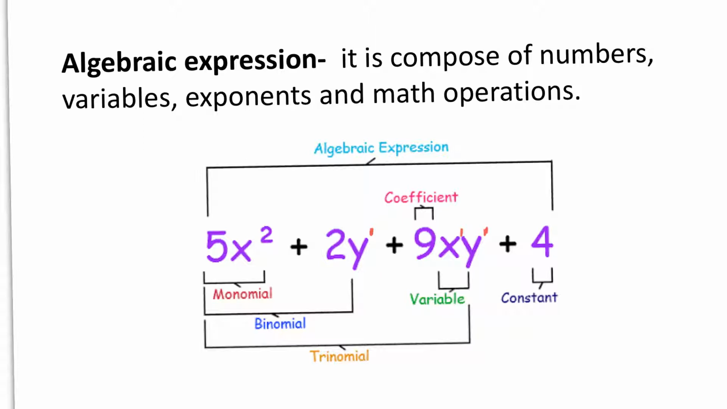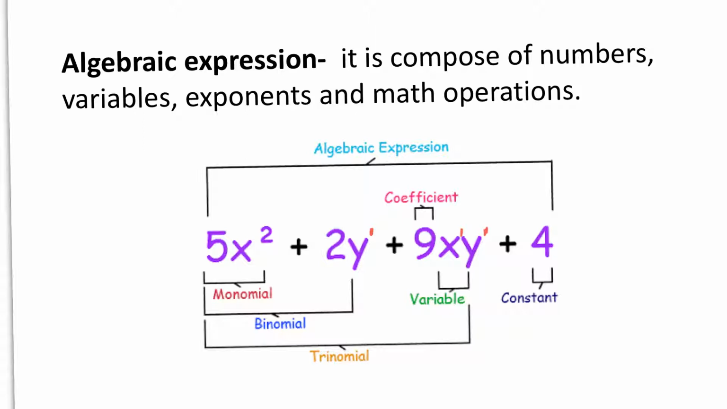And an algebraic expression does not have an equal sign. So notice this expression here, I don't have an equal sign. So it's not an equation. We are going to look at equations later on, but this expression is not an equation because there's no equal sign.